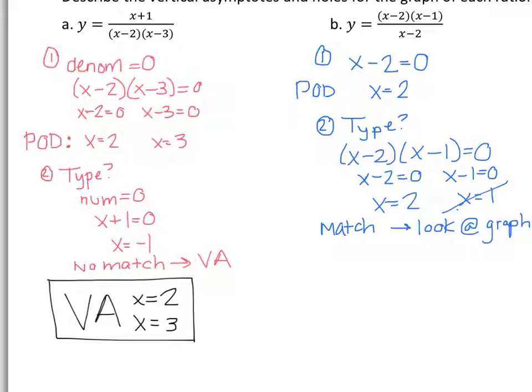We could do this without looking at the graph by plugging into the equation and figuring out what's going on close to those points, but that's a little more work than we need to do right now. So you can just look at the graph.